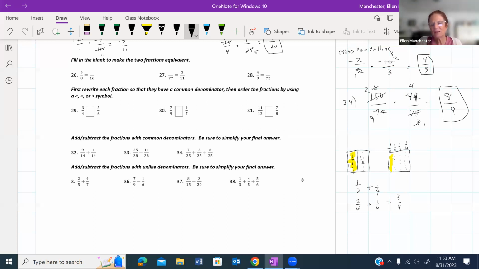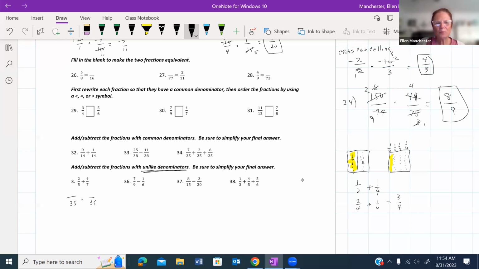But how do you do it mathematically? So mathematically, we go back to our divisibility rules and multiplication. So whenever you're adding or subtracting fractions with unlike denominators, you have to change the denominator. You have to make it the same thing so that you have the exact same size pieces. The way I do it, the easiest way, where you don't have to think too much, is I just multiply the numbers, right? 5 times 7 is 35. That's my new denominator.